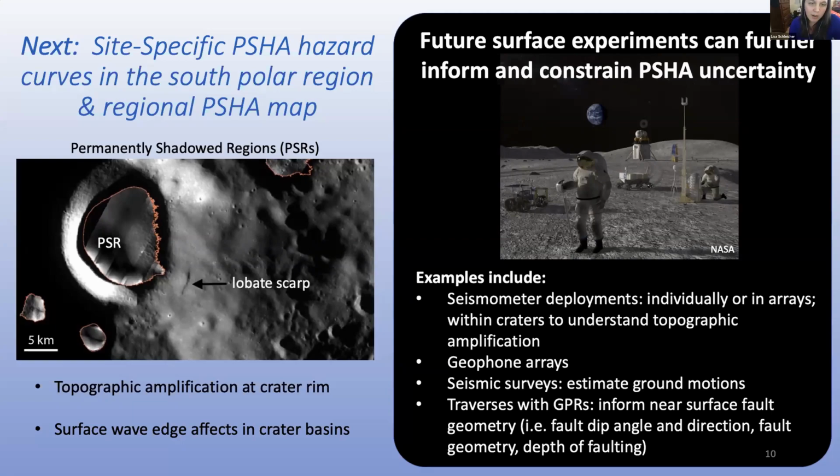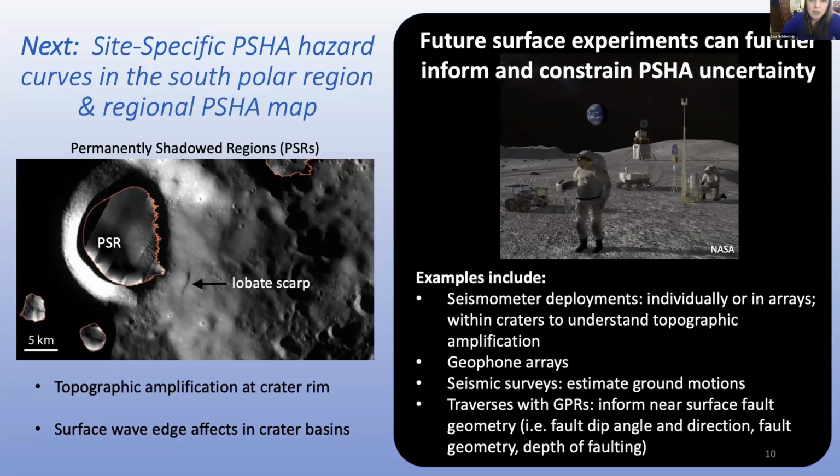We've also started to think about topographic amplification. If you put a facility on the crater rim, how is that going to amplify ground motions? So there are some unique considerations. There are a lot of craters that are filled in, similar to the basins on Earth, where you have surface wave edge effects. Is that something that might control the hazard on the moon? These are things we're starting to think about.